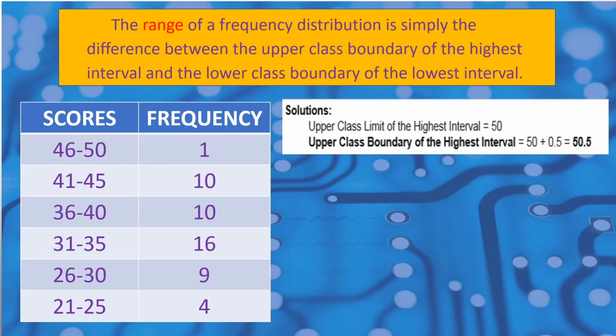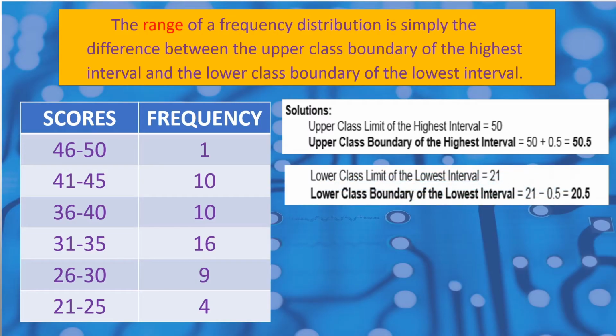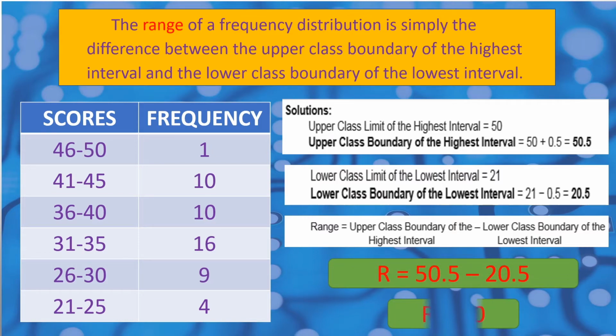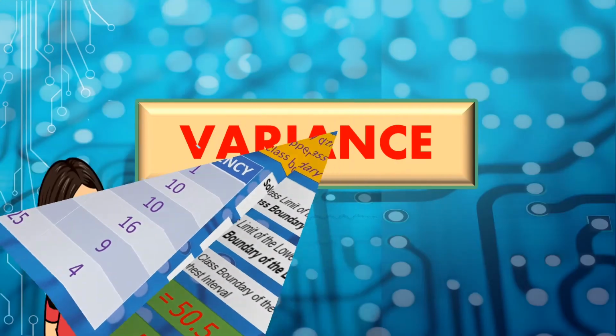Next, you will get the lower class limit of the lowest interval, which is 21. After that, you will get the lower class boundary of the lowest interval, which is 21 minus 0.5. So here, it's minus 0.5 for the lower class boundary. So it's equal to 20.5. Then to find the range, just get the upper class boundary of the highest interval minus the lower class boundary of the lowest interval, which is 50.5 minus 20.5, which is equal to 30. So the range is 30.